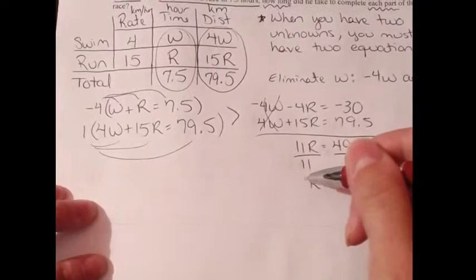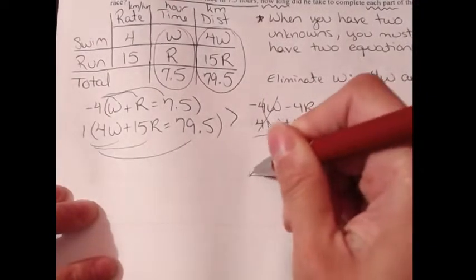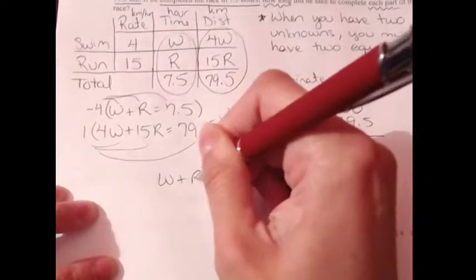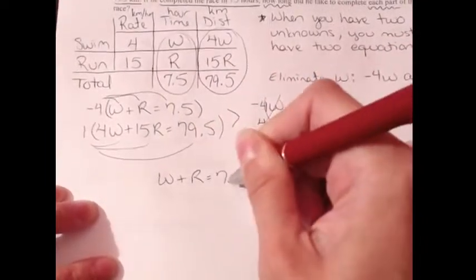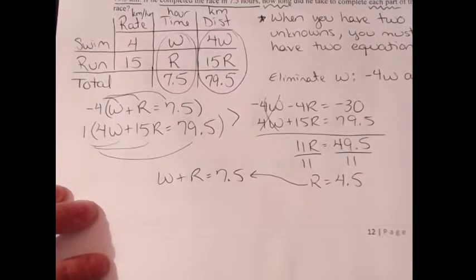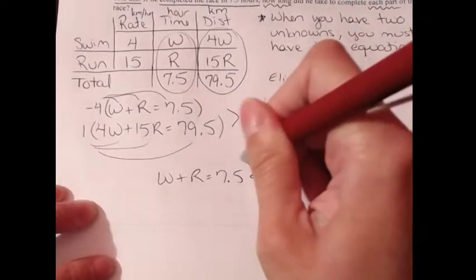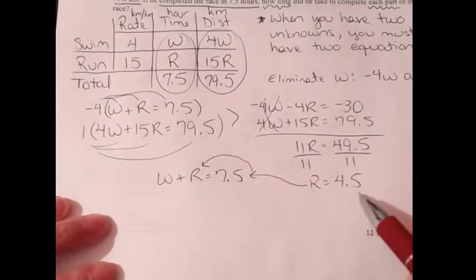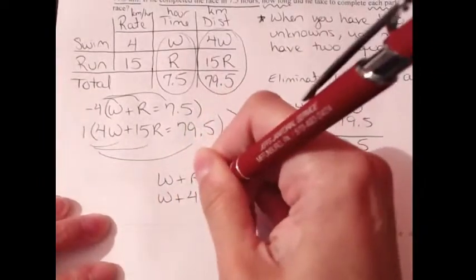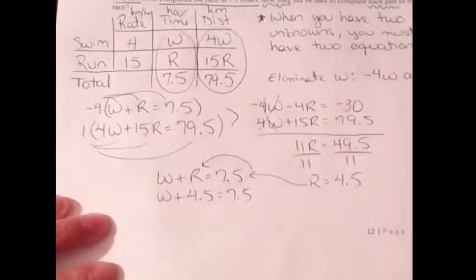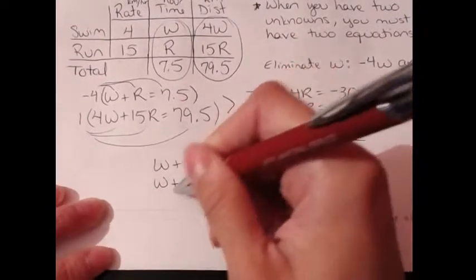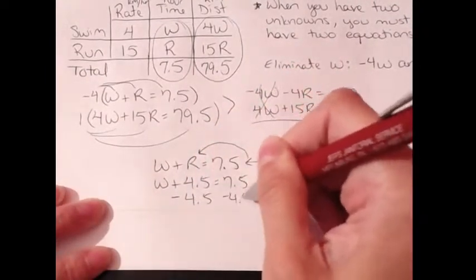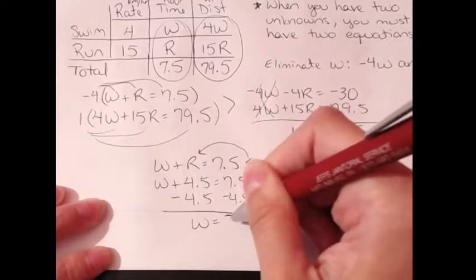What I would recommend is take your solution and plug it into one of the original equations. I would punch it into the one with coefficients of 1. So we have 1W plus 1R equals 7.5. That's going to be the easier equation. That's going to be much quicker in terms of finding the solution. So we know that R, the time Nicola ran, is 4.5. So we have W plus 4.5 is equal to 7.5. And now all we have to do is subtract. Once we subtract the 4.5, we find that W is equal to 3.